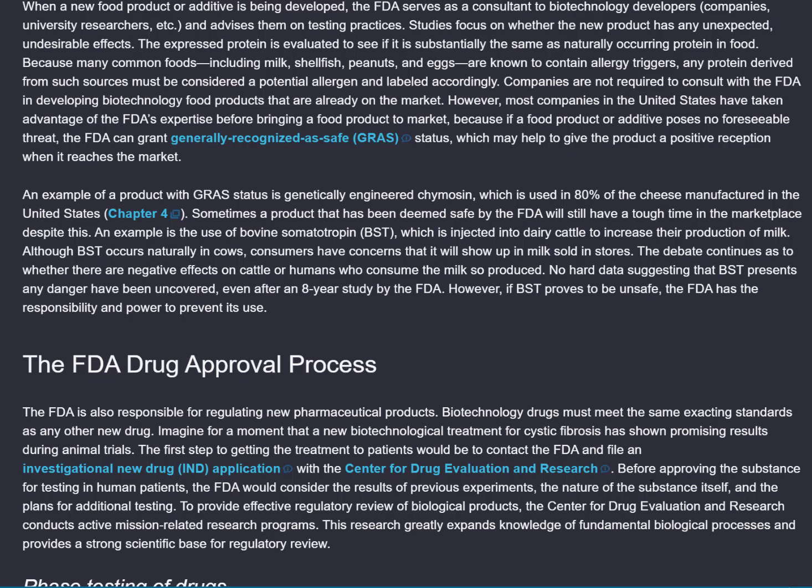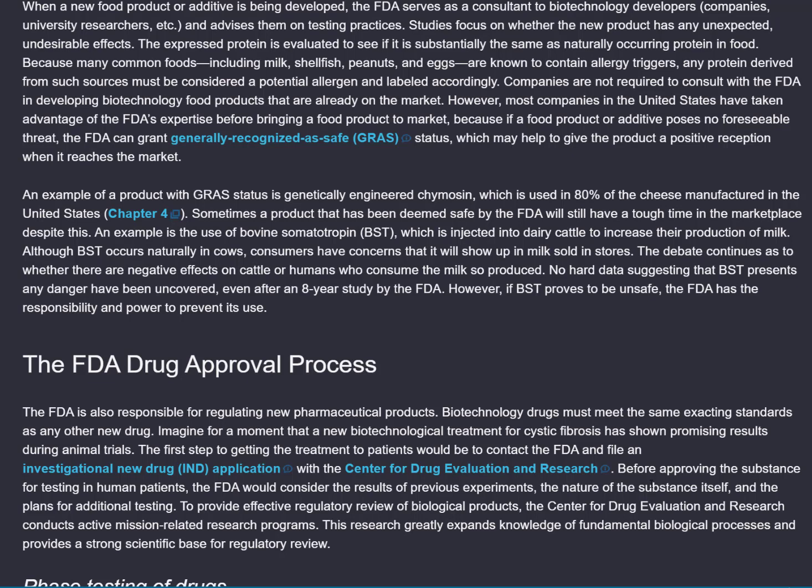Because many common foods including milk, shellfish, peanuts, and eggs are known to contain allergy triggers, any protein derived from such sources must be considered a potential allergen and labeled accordingly. Companies are not required to consult with the FDA in developing biotechnology food products that are already on the market.